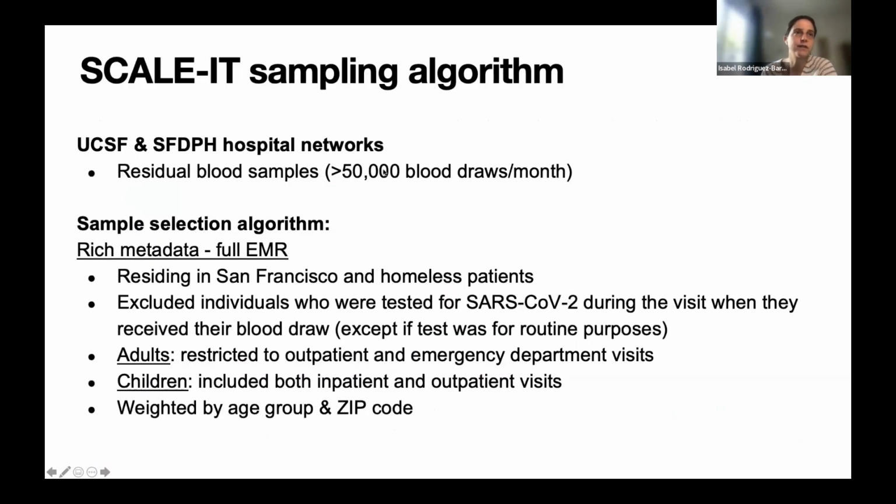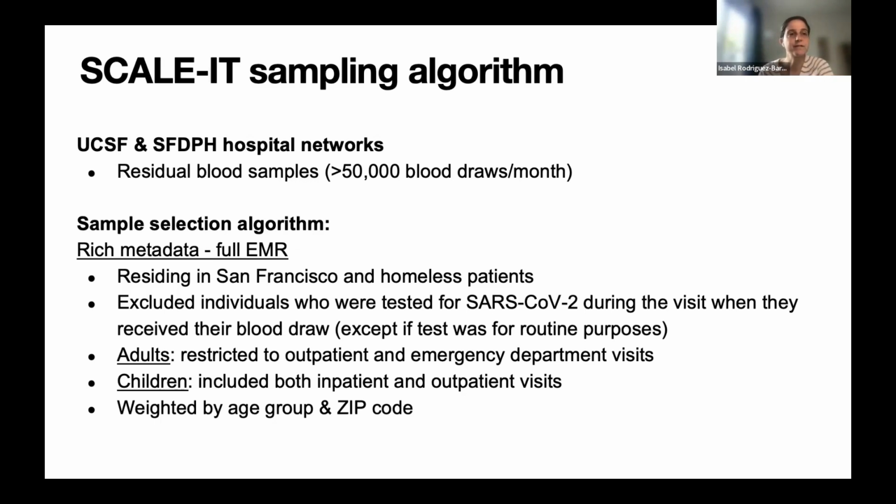As I said, we use the networks of UCSF and the SFDPH hospital networks, where they collect over 50,000 blood samples every single month. We use rich metadata to select samples exclusively from patients residing in San Francisco, including homeless participants. We excluded individuals who were tested for COVID during the visit when they received their blood draw, unless this was a visit for routine purposes.